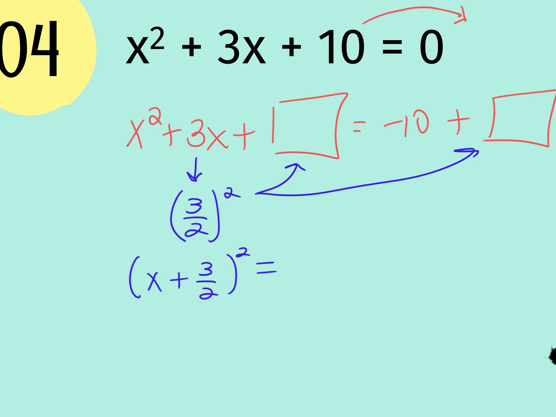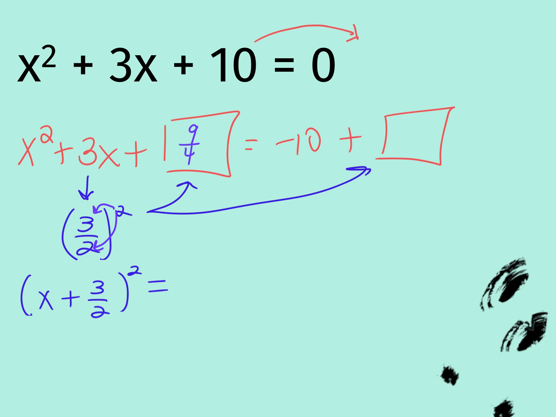I have to square 3 over 2. Guys, let's remember our exponent rules. When we square a fraction, where does the exponent go? To where? The numerator and where? The denominator. Good. So this becomes 9 over 4. And what we do to one side of an equation, we do where? To the other. Perfect.